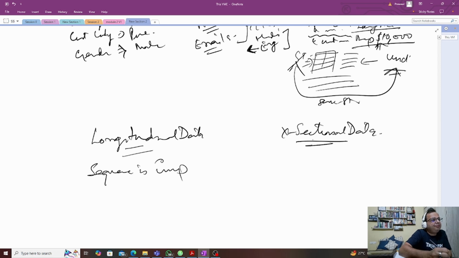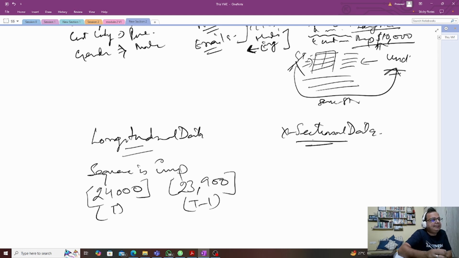So if Nifty today is operating at 24,000 points and yesterday it was operating at 23,900 points. Nifty is a stock market index in India. So today it is operating at this, at T, and at T minus 1 it was operating at that. So my index today is a function of the index yesterday. That cannot go drastically. The sequence of data is important.